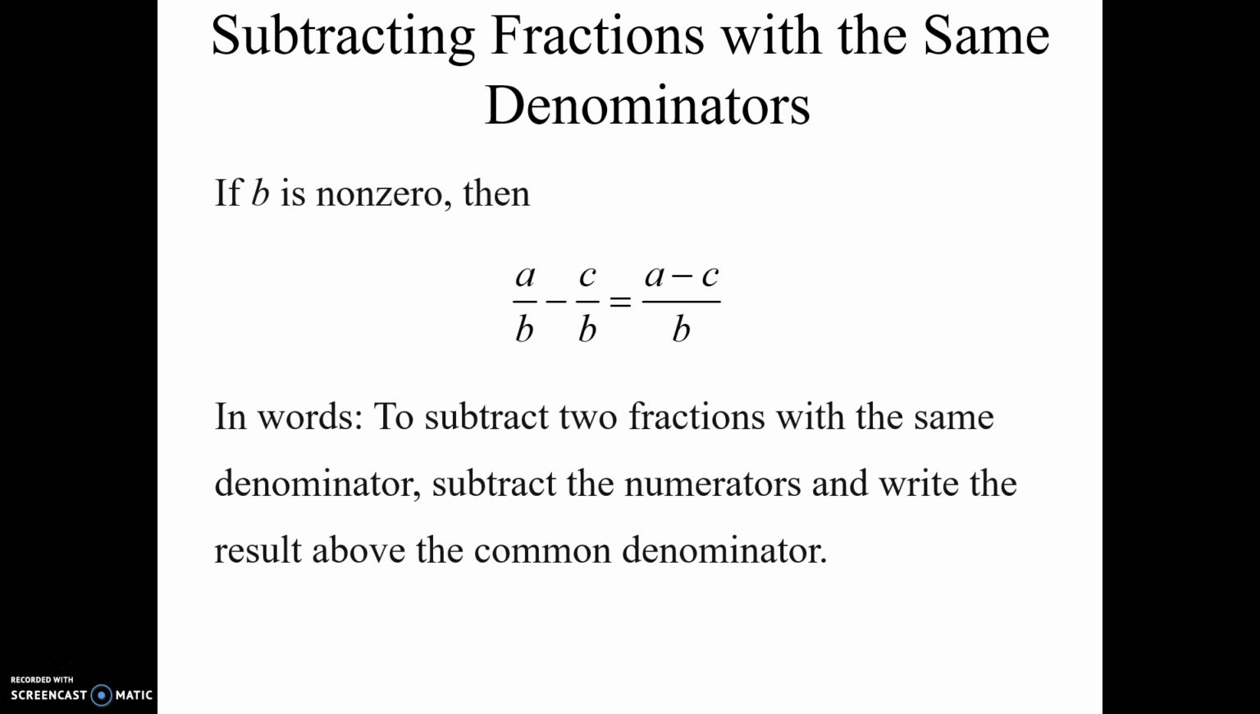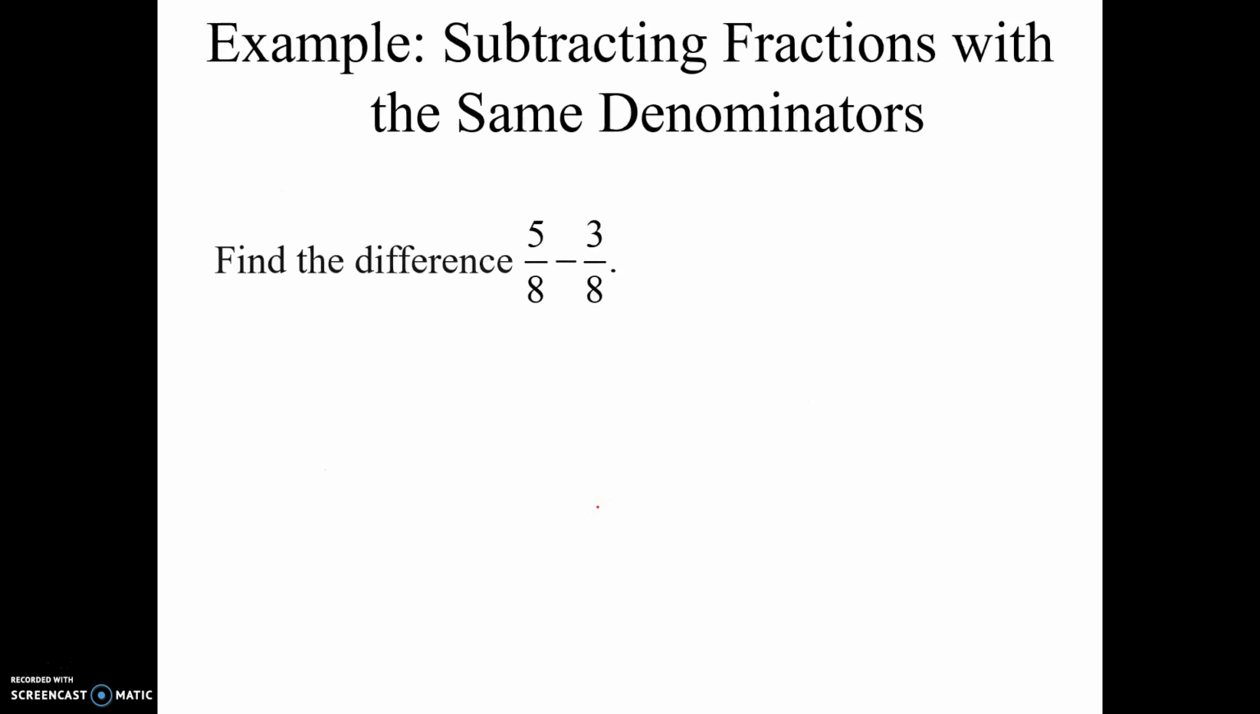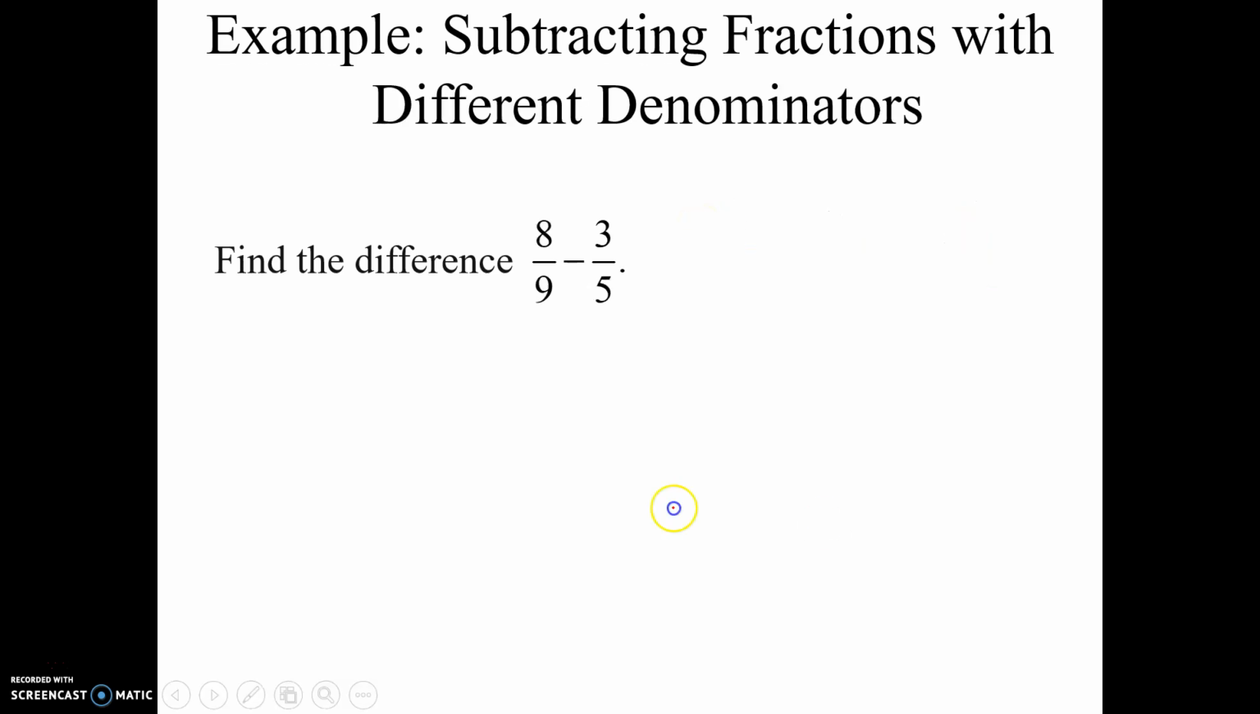The same principle applies for subtraction. If you have a common denominator, we simply subtract the numerators. For example, if we have 5 over 8 minus 3 over 8, this equals 5 minus 3 over 8, which is 2 over 8. To reduce the fraction, we can divide both numerator and denominator by 2, and this will give us 1/4. Once again, same denominator, we can add or subtract the numerators.